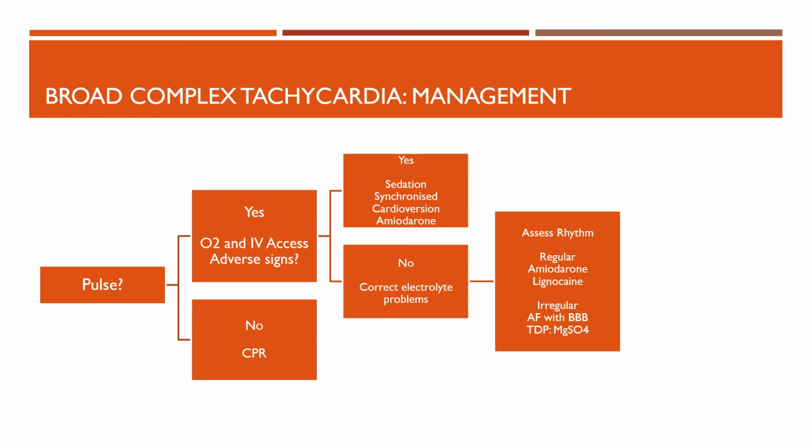If it's regular, then we can give amiodarone or lignocaine. And if it's irregular, then we're going to treat it as AF with bundle branch block. And if at any point this fails or the patient becomes unstable, we go back to synchronized cardioversion.